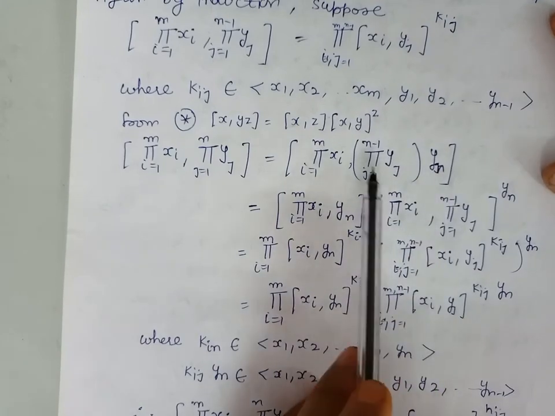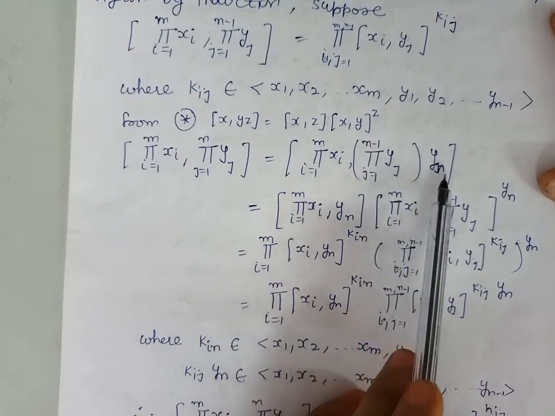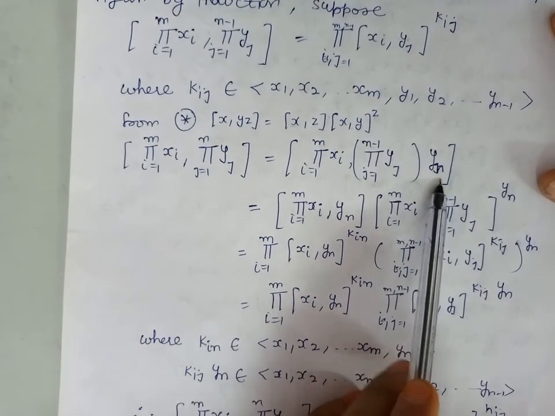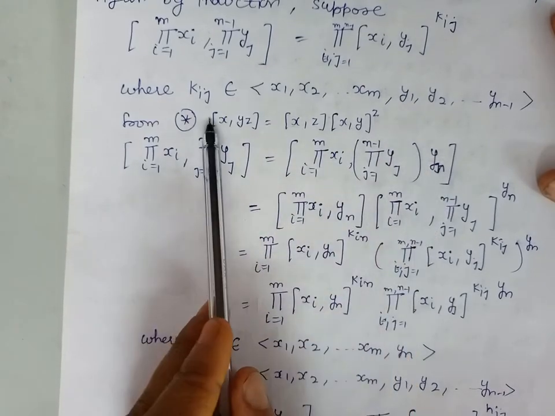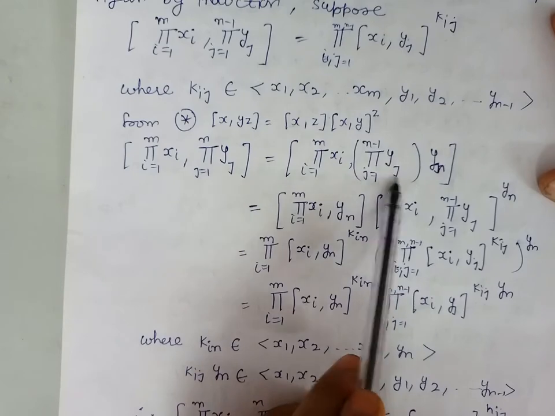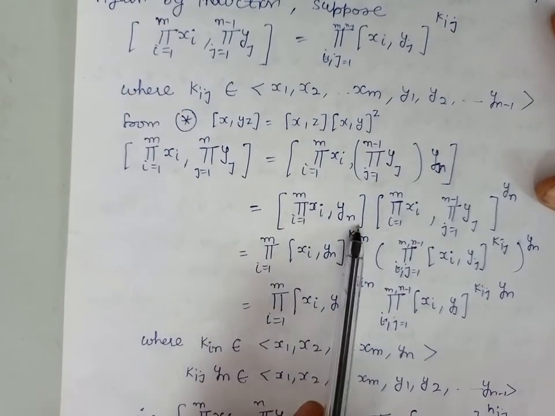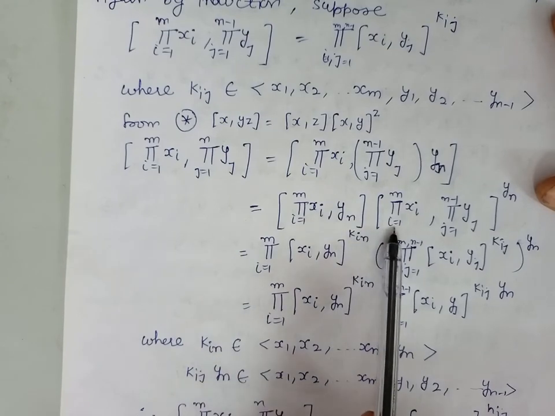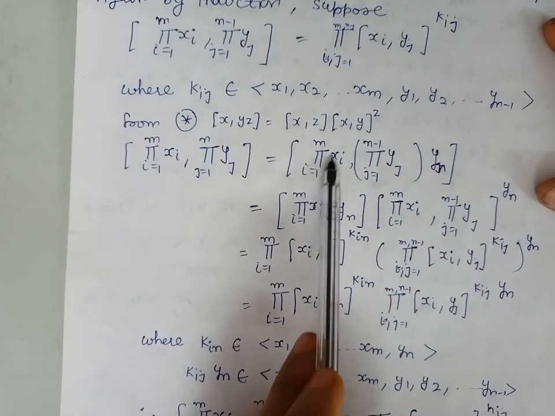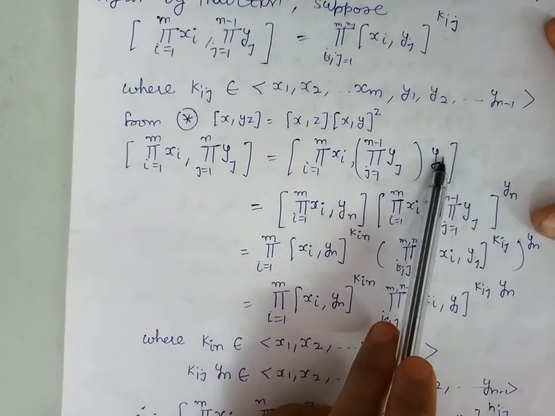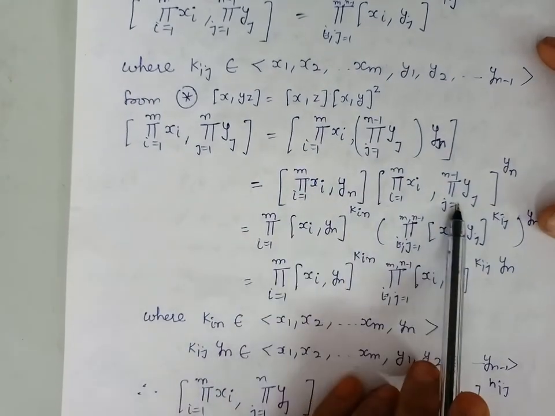We can write it as the product of yj, where j varies from 1 to n minus 1, into yn. Now, comparing with this term, this is x, this is y, this is z. So, the commutator of x with yz is given by this formula: commutator of x with z, into the commutator of x with y in the power z. Now, this is our x here, this is y, this is z. So, by using this identity, we have obtained this expression.